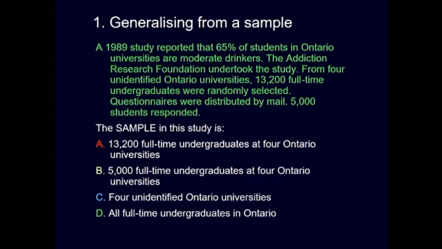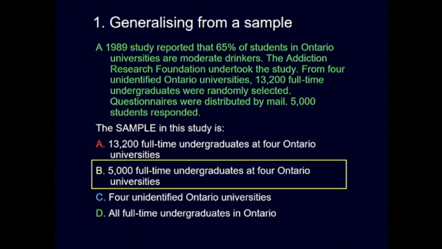91% of you are saying B. 5,000 full-time undergraduates. There's a few for each of the other options. A and C also people are going for. B's the right answer. The sample is those 5,000 students. Not the 13,000 who were contacted, right?